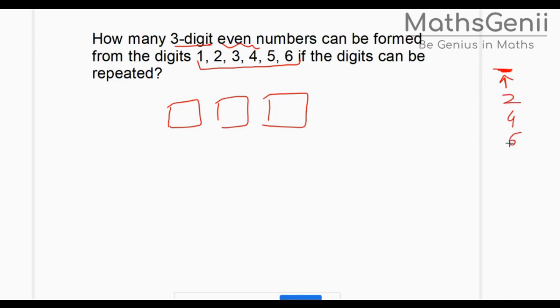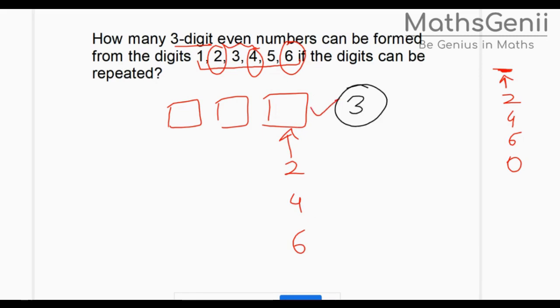So it should be 2, 4, 6, or 0. For any number to be even, the unit place should have this. Agreed? So from this, 2, 4, and 6. So this is fixed, 2, 4, 6. For this box, how many options do you have? You have 3 options for this box, correct? Then for this box, how many options do you have? Digits can be repeated. So you have 1, 2, 3, 4, 5, 6 options for this box. You have 6 options. I can put any number here, 2, I can put 3, I can put 4, any numbers.